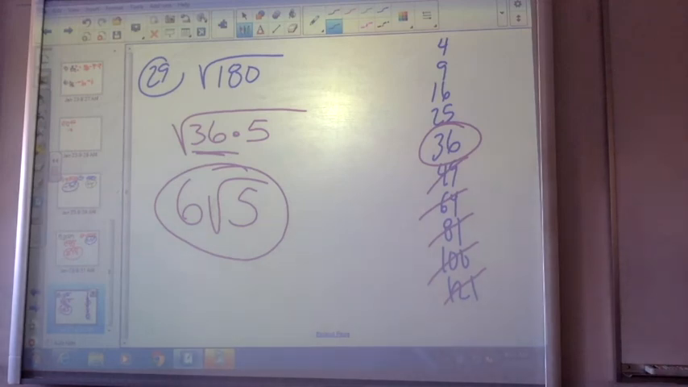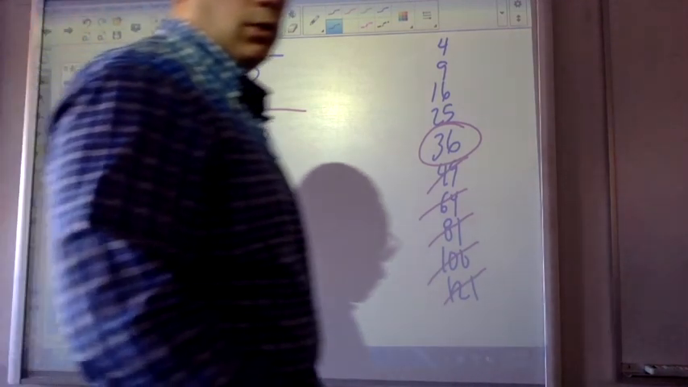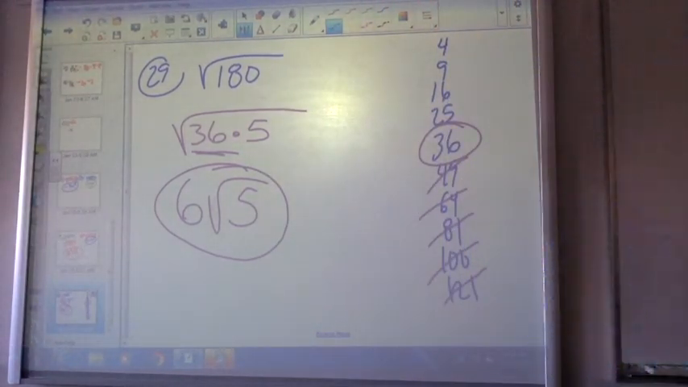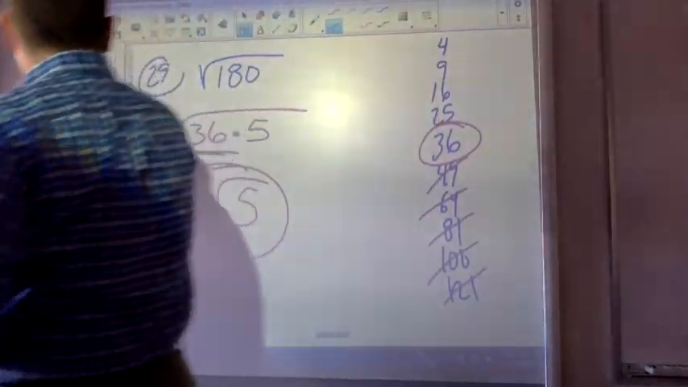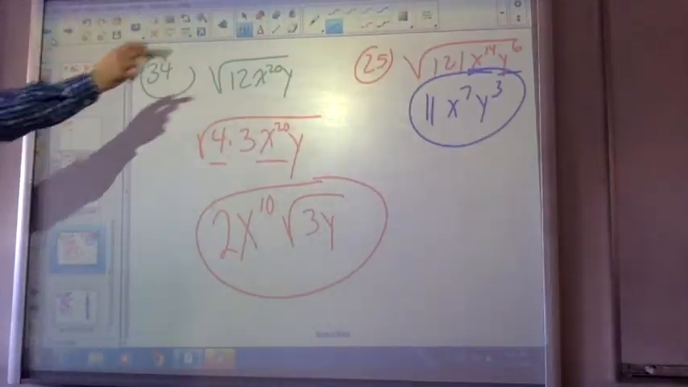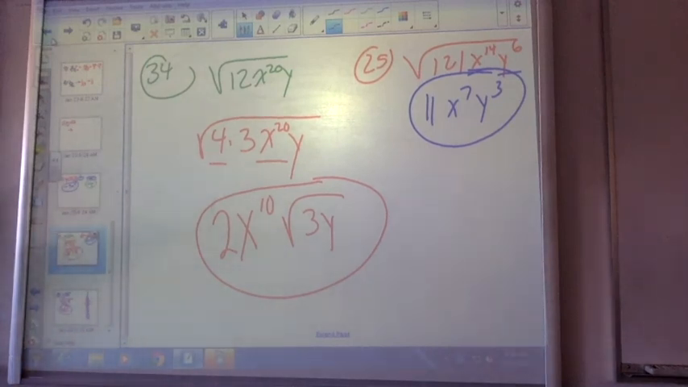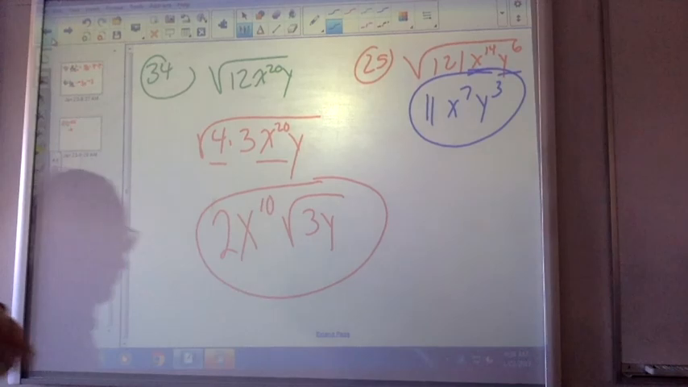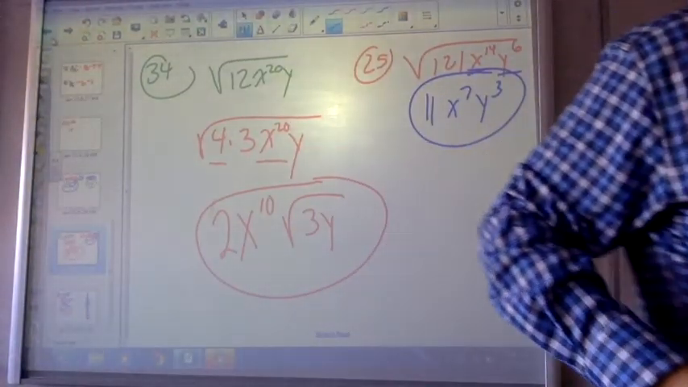What else do we have? Did you do 25? I think I did. Let me go back and take a look. I think I have it up there. Yeah, right over there. Alright. 24? I don't think I did.